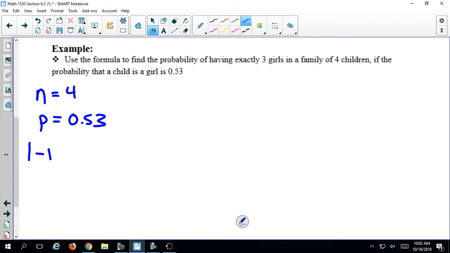So 1 minus p is the probability that we fail. In this case, this is the probability we have a boy. So that would have to be 1 minus 0.53. And then x is the number of successes. So in this problem, we want the probability of getting 3 girls. So that would be 3. And n minus x is how many failures we have. So if we have 3 girls out of 4, then it means we had 1 boy. So that would be 1.